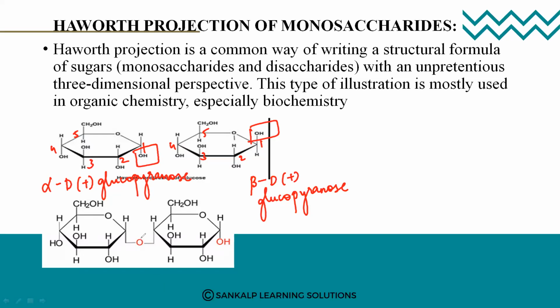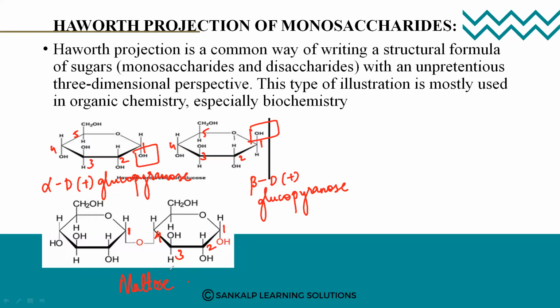Here you can see that there are two glucose structures. These two glucose structures are joined. This is C1 of one carbon, and this is C1, C2, C3, and C4 of the other. So C1 of one glucose is linked to the C4 of the other glucose unit. And this is maltose. This is the structure of maltose.